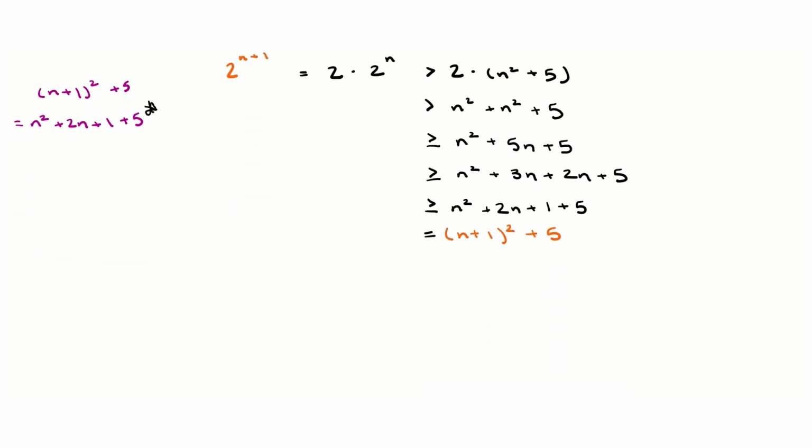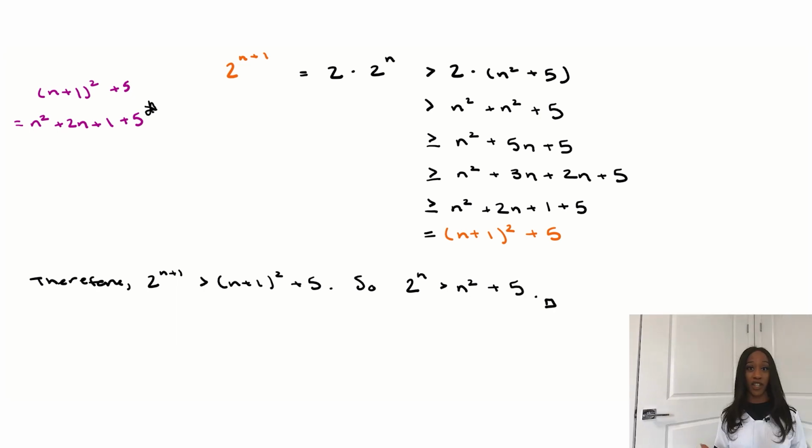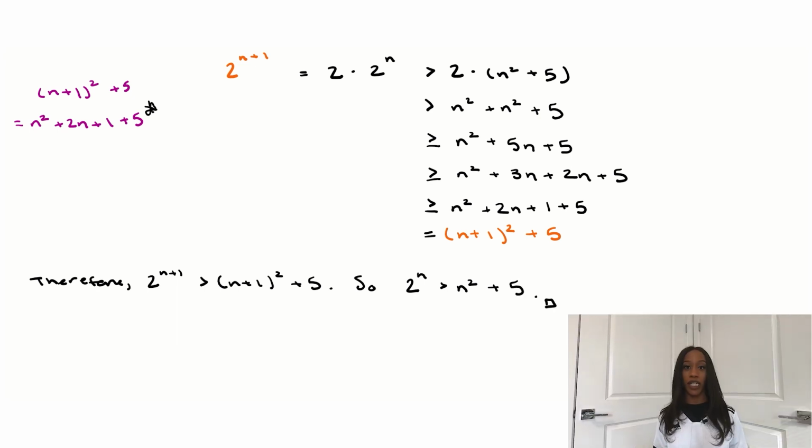We made it. So therefore, 2 raised to n plus 1 is greater than n plus 1 squared plus 5. So by induction, we've proved that 2 raised to n is greater than n squared plus 5. And there you have it. We've proved our claim using induction.